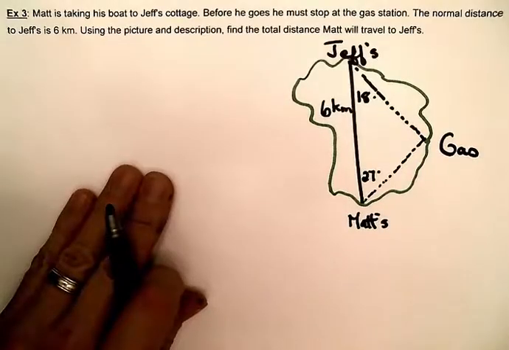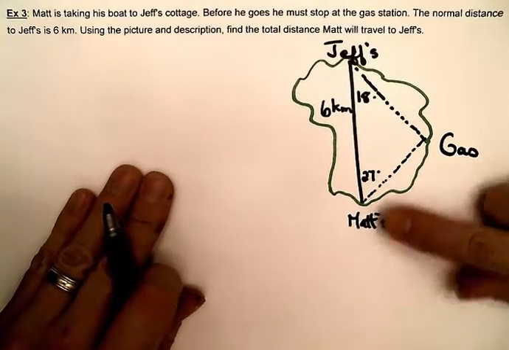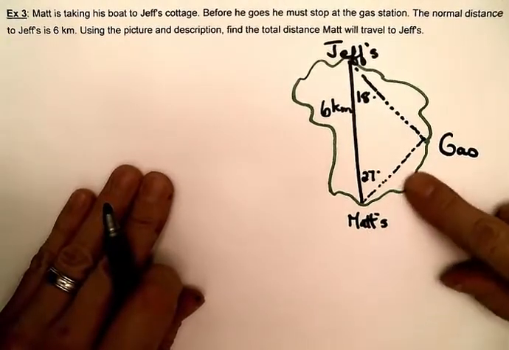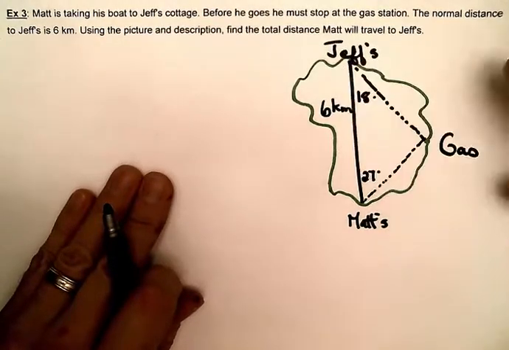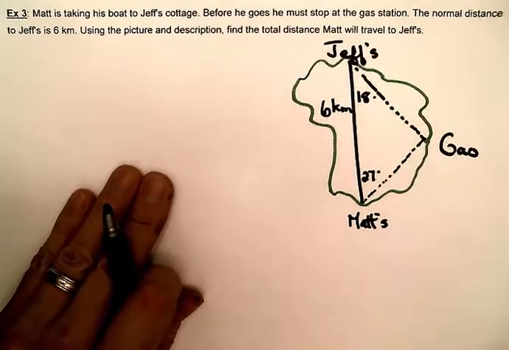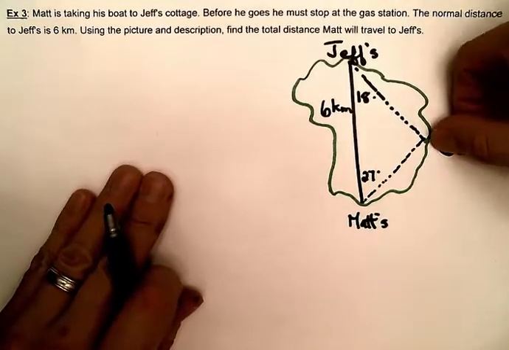All right, in example 3 here, we've got Matt. He's taking his boat, and he wants to get to Jeff's cottage up here. But before he goes, Matt has to go to the gas station, and then he's got to continue on to Jeff's. Now, normally the distance that Matt would take to Jeff's is right from here up to Jeff's, and that's 6 kilometers. It says to use the picture and all this description, and you have to find the total distance that Matt took going by the gas route. So Matt went this way to the gas station, and then he continued off to Jeff's that way.